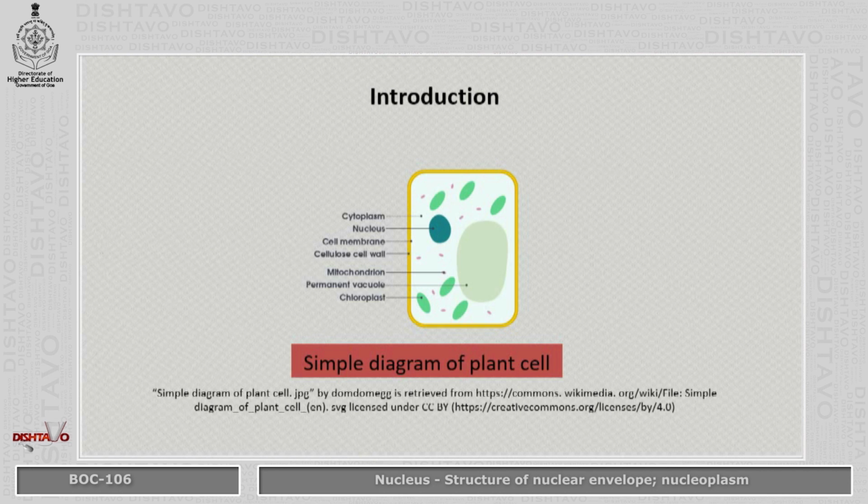Before going into the details of nucleus, I will just explain to you about a simple diagram of plant cell. You are already aware that cell is surrounded by a cell wall, then plasma membrane, and then cytoplasm. In the cytoplasm, you will find the cell organelles which are suspended within it, like chloroplast, mitochondria, and nucleus, along with vacuole. It is this nucleus which we are going to focus on for its structural details.